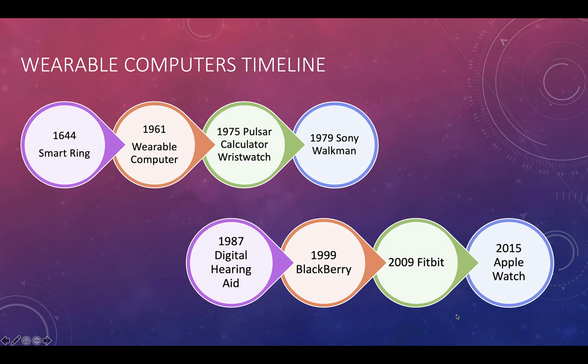So this is a very broad overview of timeline of development of wearable computers. It is by no means a list of all the wearable computers ever developed, but it does give some highlights of some of the big things that have occurred over time. Wearable computers actually date much further back in time than most people realize. In 1644, a ring that would have been considered smart in today's society was developed. It actually contained an abacus for performing calculations.